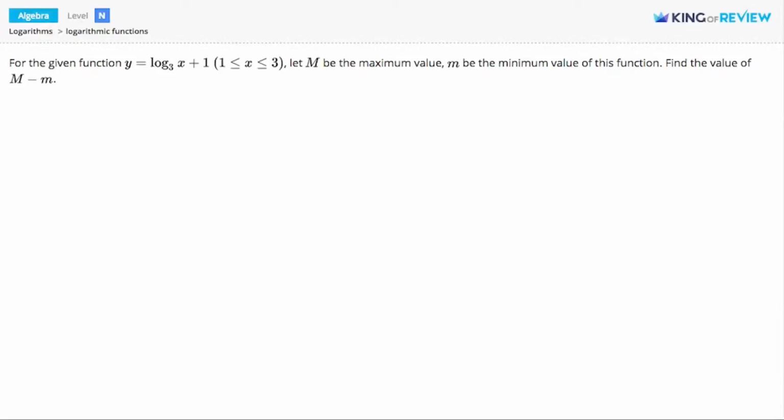So here we have a function y equals log base 3 of x plus 1, and we have a certain domain for x. X only goes from 1 to 3. We are talking about capital M, the maximum value of this function, and little m, the minimum value. Well, let's think about what this function looks like first.